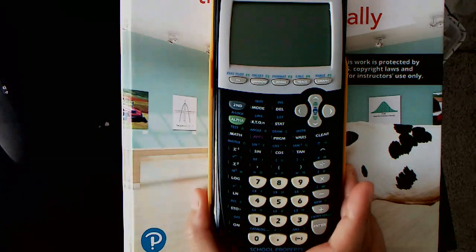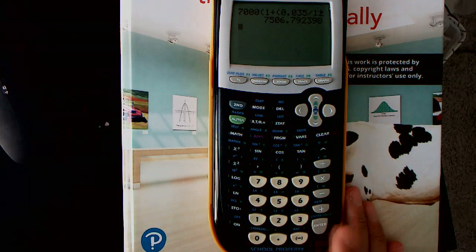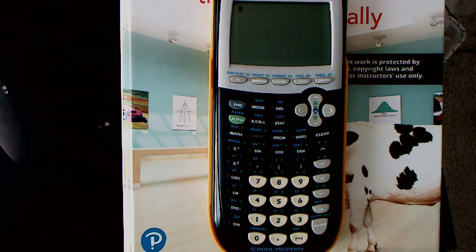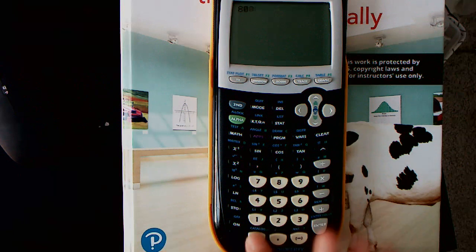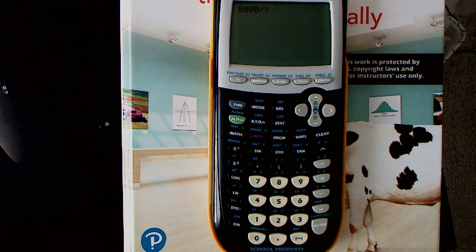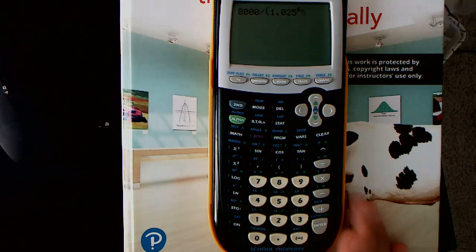Okay. So turn it on and clear everything. So I have $8,000 as a numerator. Okay. 1, 2, 3. Divided by. I'm going to use a parenthesis to frame the whole denominator. The denominator is a power with base 1.025 and to the power of 6. And then close the denominator.